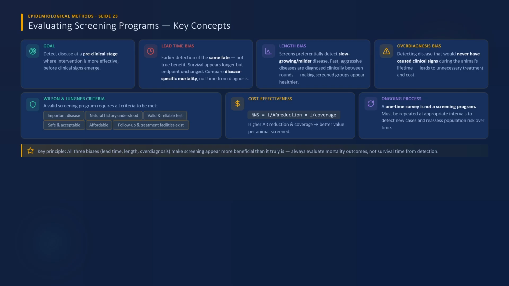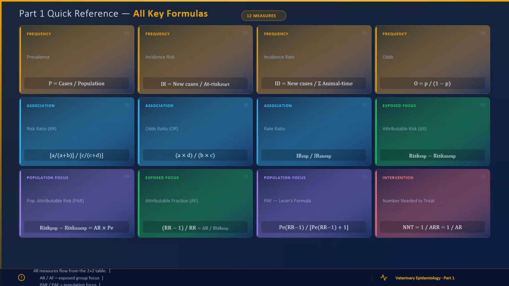The key principle: all three biases push in the same direction, making screening look more beneficial than it is. Always evaluate mortality outcomes, not survival from detection. One-page formula sheet. If you photograph one slide from part 1, make it this one. Frequency, 1 through 4.